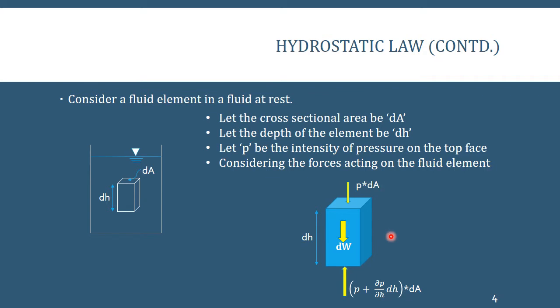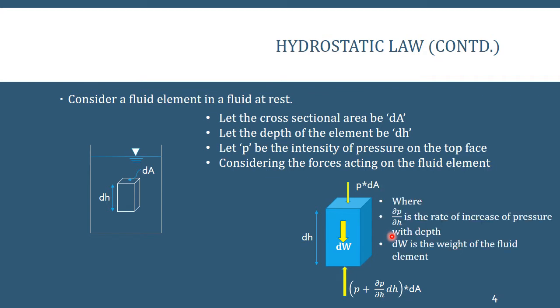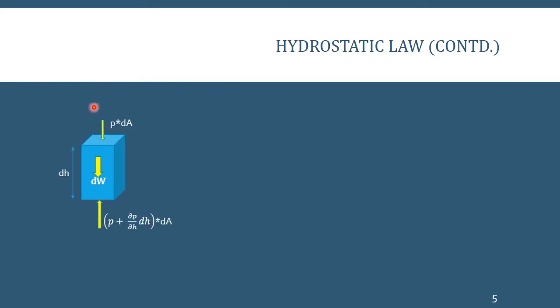Here I have explained that ∂P/∂H is the rate of increase of pressure with depth, and dW is the weight of the fluid element. So I've just drawn the free body diagram. Now there are pressure forces acting on the side faces also. I'm not currently considering them because I'm going to consider the equilibrium of this fluid element in the y direction, that is in the vertical direction. Okay. So let's move ahead. This is the free body diagram of the fluid element.